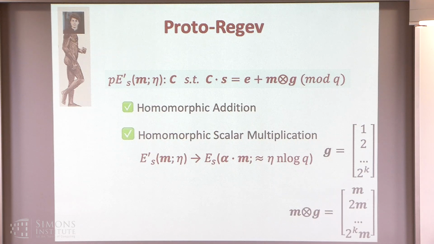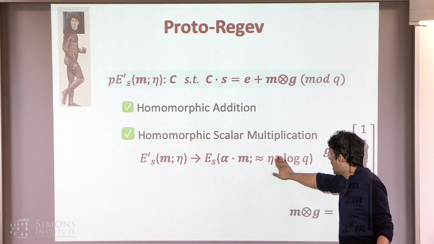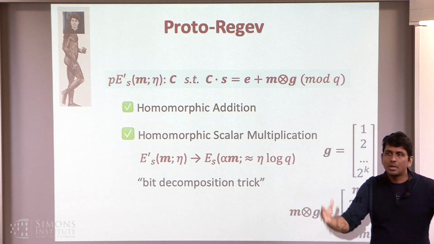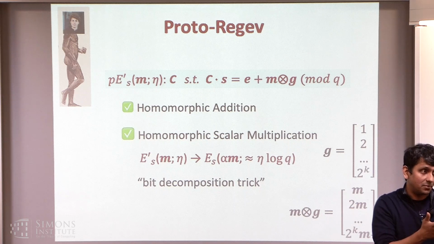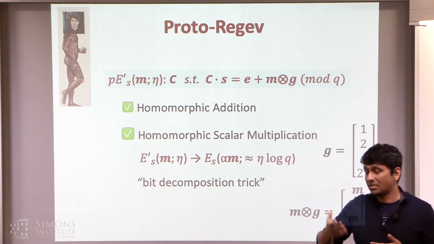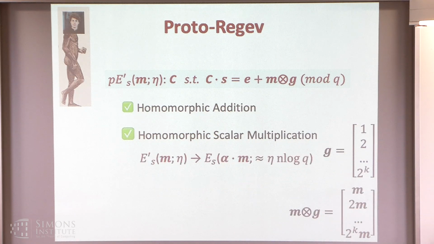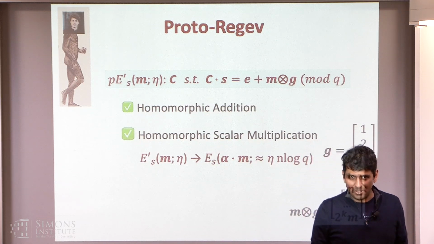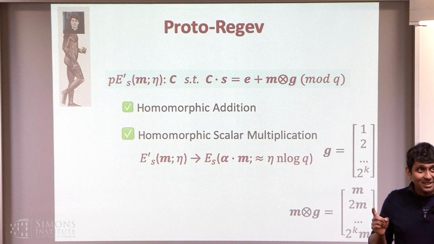All right, so now you can actually do scalar multiplication. The noise increases from eta, which is what it was before, to eta times log q. Why log q? Because you're adding up log q many ciphertexts; the number of bits in a number is log q. So the noise increases by a factor of log q. Of course, if I can do scalar multiplications, I can do inner products as well, because it's just scalar multiplications and additions. Very good. So homomorphic addition, homomorphic scalar multiplication. We're two-thirds of the way through.